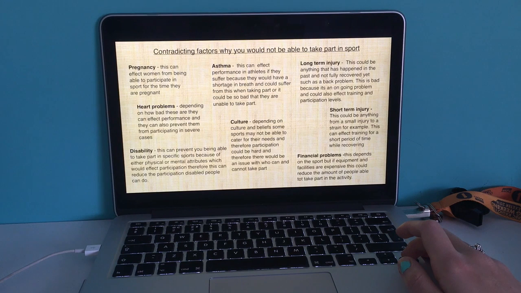Secondly, health, in both short and long-term injury. This could have an effect. For example, someone who has asthma would find activities like aerobic endurance hard. This would be especially difficult.